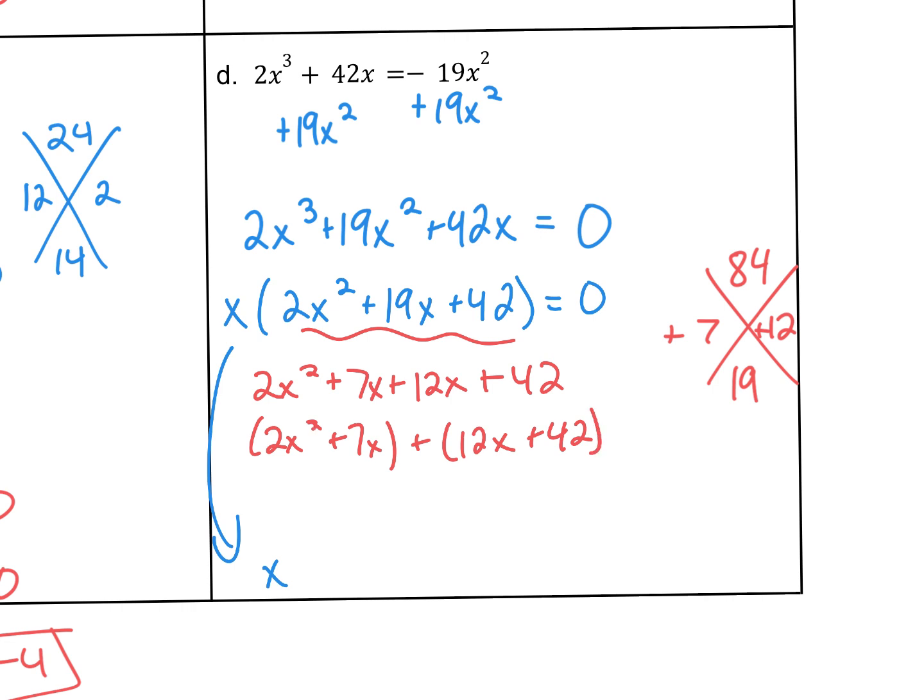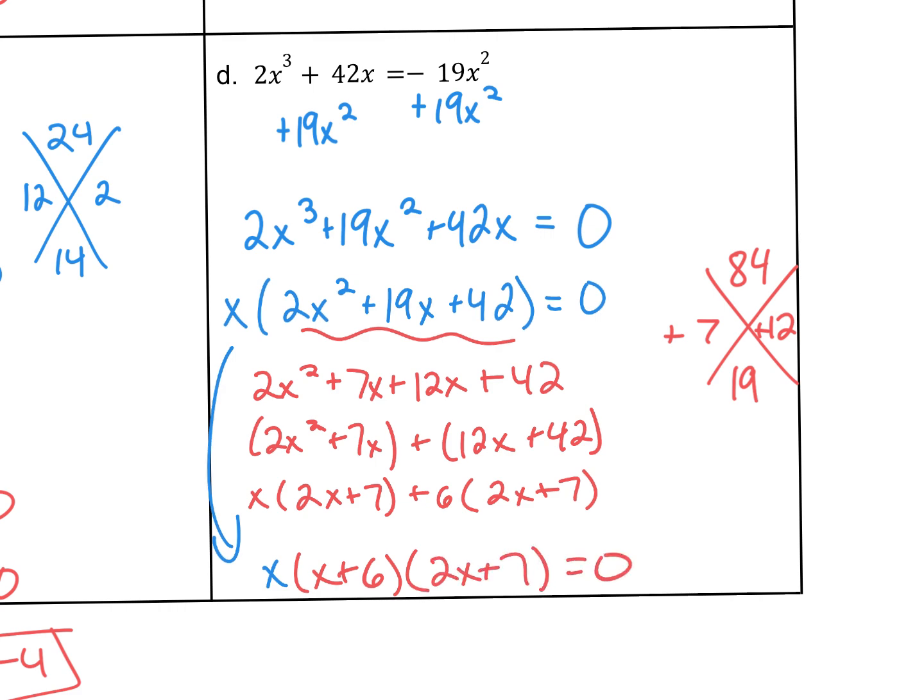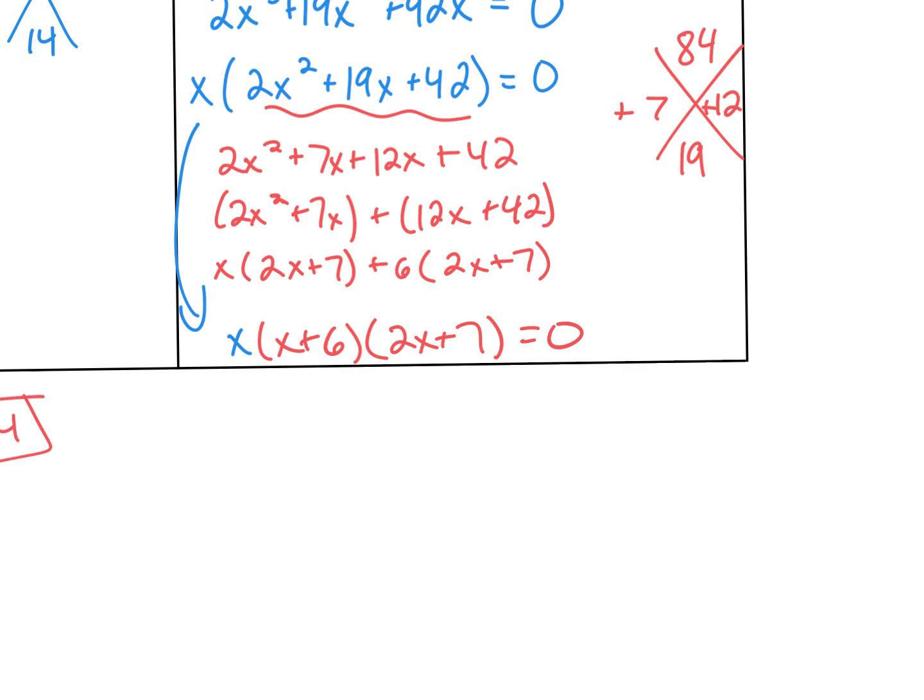2x squared and 7x both just have x. It gives me 2x plus 7. 12x and 42 both have 6. That gives me 2x plus 7. They match. So my final factors are x, x plus 6, 2x plus 7, and now I just break them apart and I set them all equal to 0. So x is 0, x plus 6 is 0, 2x plus 7 is 0. And now I'm just solving.